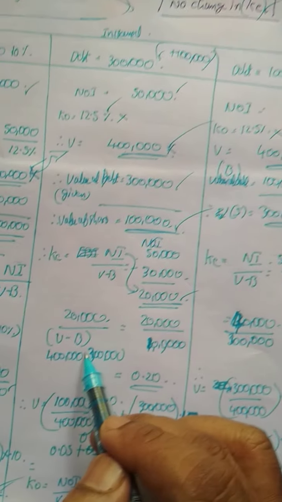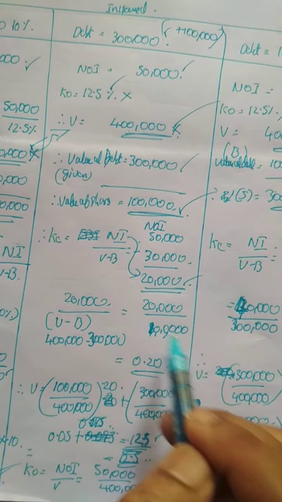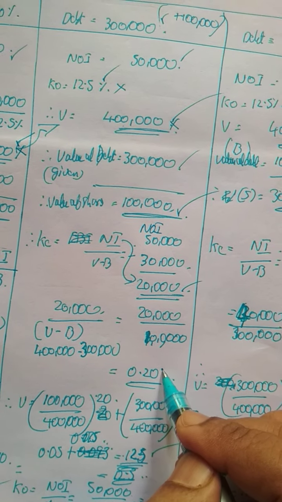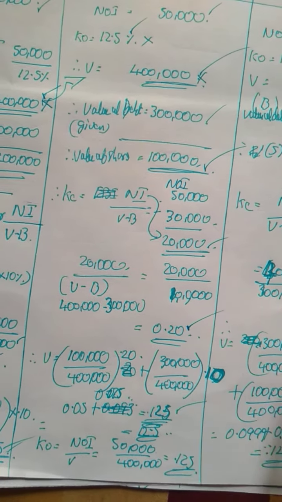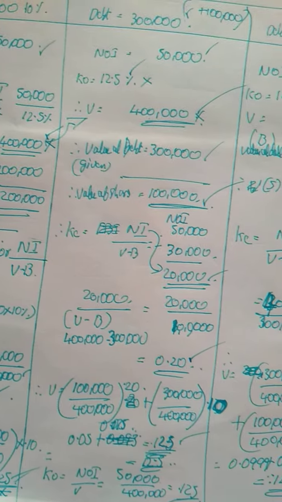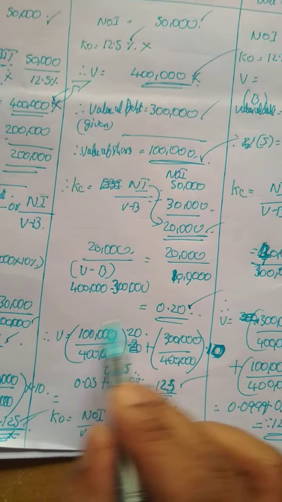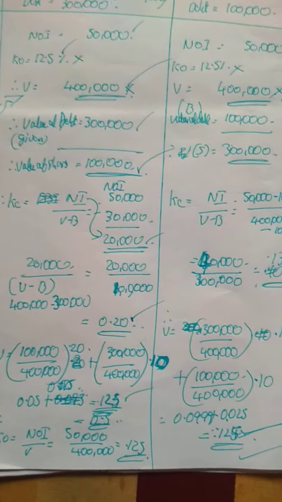So 20,000 divided by V minus B. Here the changes will reflect because the debt is increased. So with 1 lakh equity, we will get 0.2, that is 20%, as KE. The KE changes here. Okay. And we are testing using debt equity proportion.